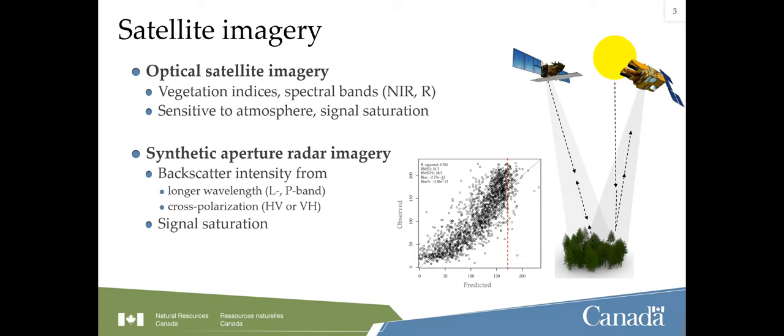There's also active remote sensing technology, like radar, and that does have some advantages. For instance, microwaves can penetrate through clouds and vegetation, but we still have been observing the same issue of saturation. The signals saturate in these higher areas of biomass. So that implies that we're often underestimating the biomass in the areas that have the most, using satellite imagery alone.